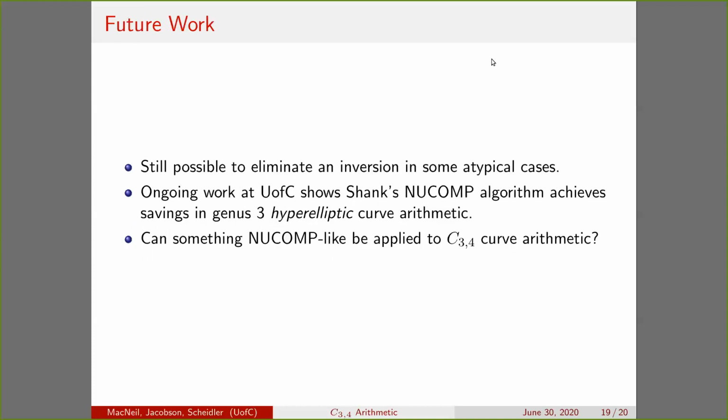If you want to improve upon this further, it's still possible to eliminate an inversion in some of the atypical cases, although this is likely a lot of work for a very small gain. Something more promising is that my colleagues at the University of Calgary have been able to apply Schost's new composition algorithm to genus 3 hyperelliptic curve arithmetic and have gotten some great results out of that. And so one wonders whether something similar can be applied to C3-4 curve arithmetic.